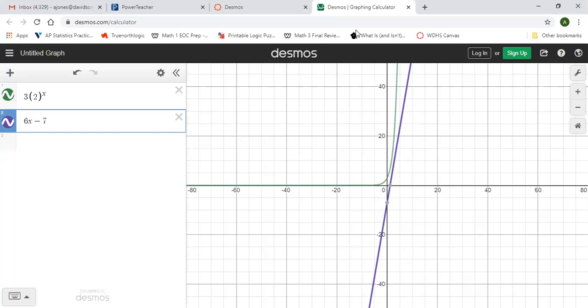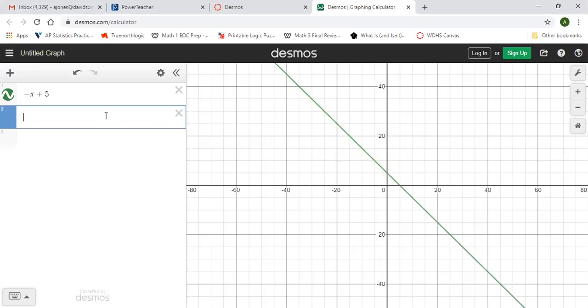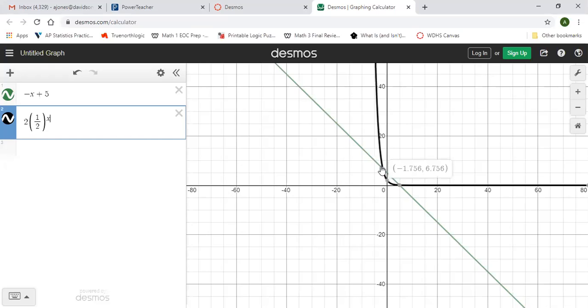Look at your next one. You have negative x plus 5. And then in the second one, you have 2 to the 1/2 to the x. So type it in like you see it. And then what do you see here? They touch twice. The first one is at negative 1.756. And the second one is at 4.935. That's all you got to do, guys.